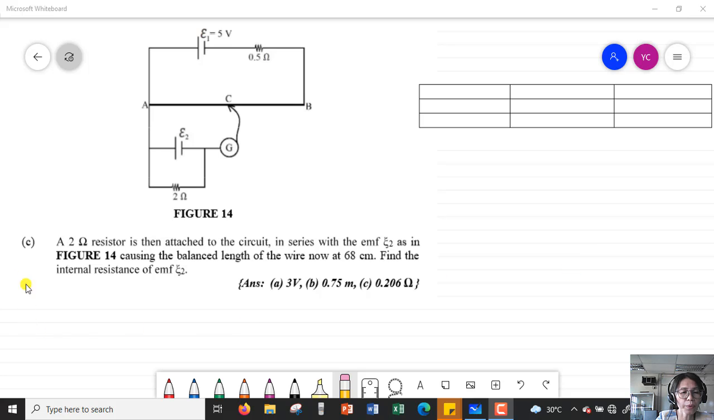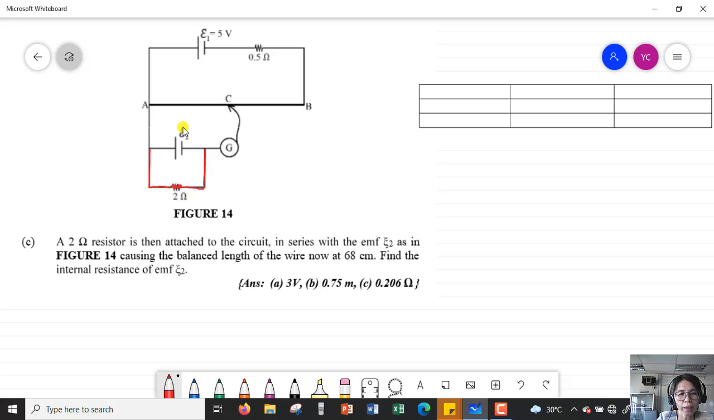Okay, so class, we proceed to question 15C. Now we have a 2 ohm resistor we attach to the circuit in series with the EMF E2. We connect to the battery E2 an external resistor of 2 ohm. This will cause the balance length of the wire to now be 68 cm. Find the internal resistance of EMF E2.